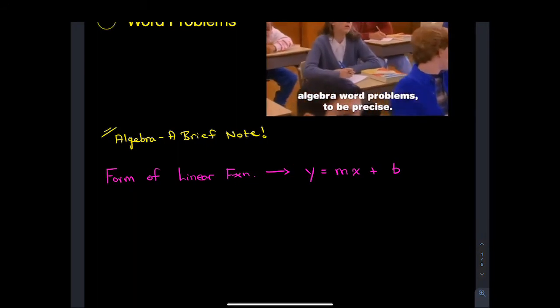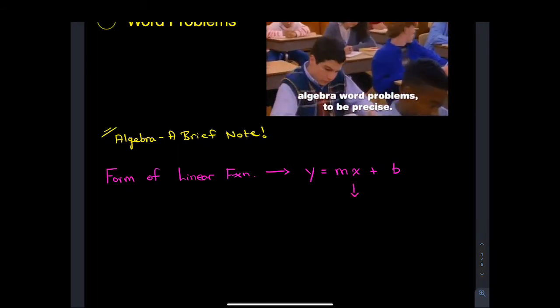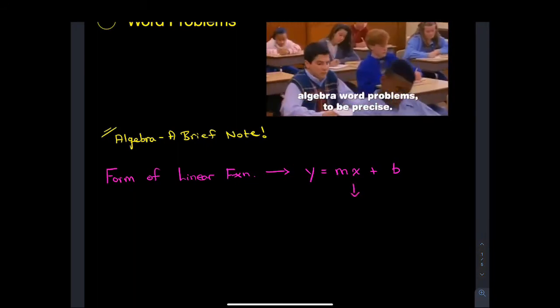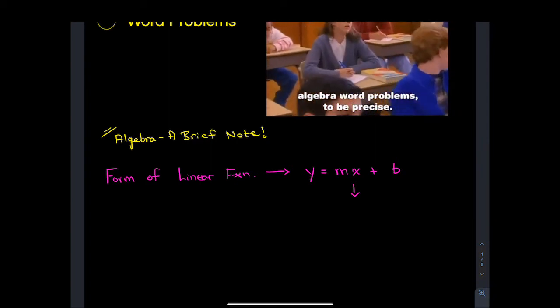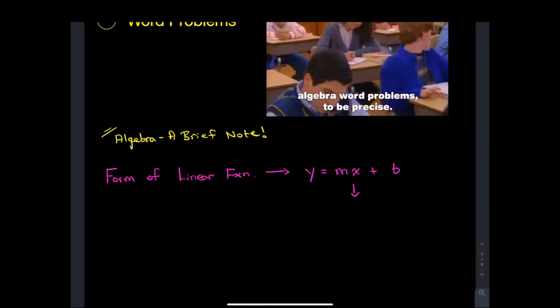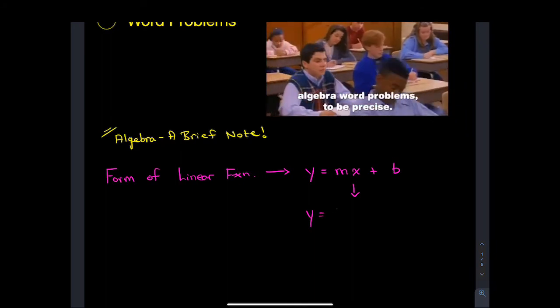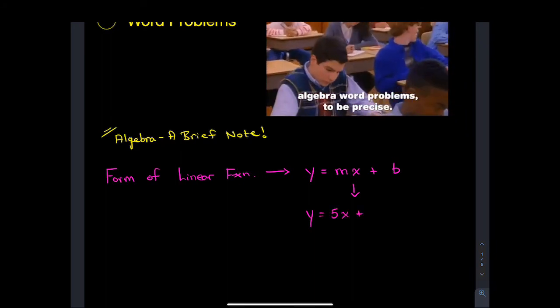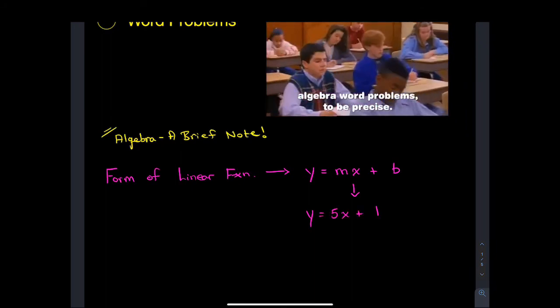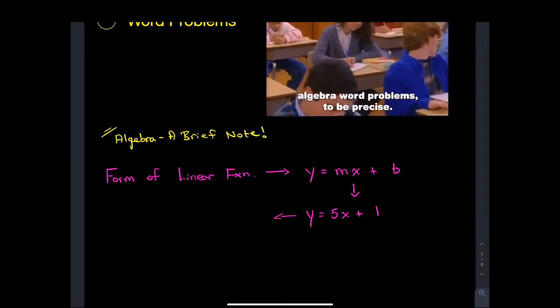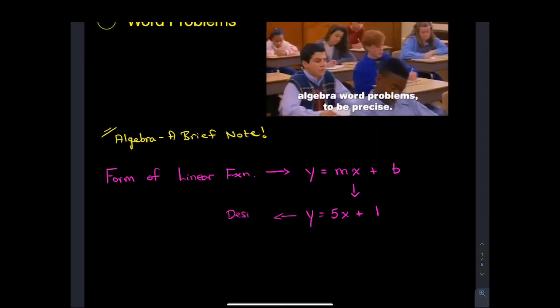I am more intent on you recognizing that when we're trying to solve for a linear relation, or when we're trying to simplify a linear relation, it's best to get it in the form where y is on its own and we have whatever is left on the other side as just what it is. So let's say that we had 5x plus 1 on that side. This is the kind of desired form we want.